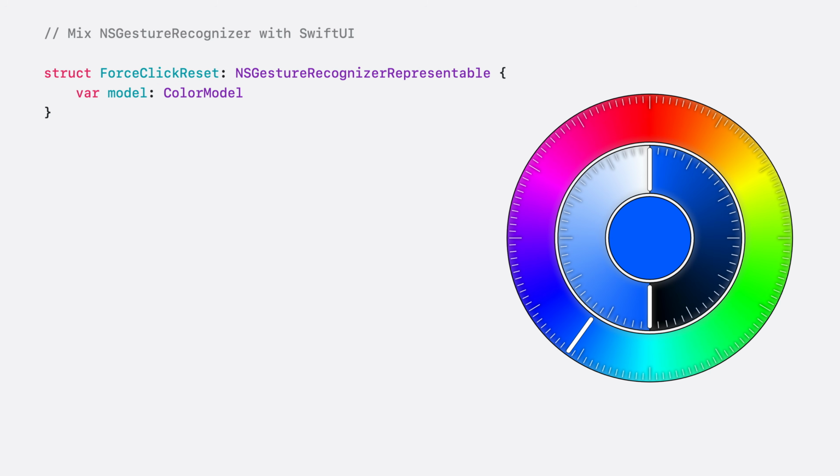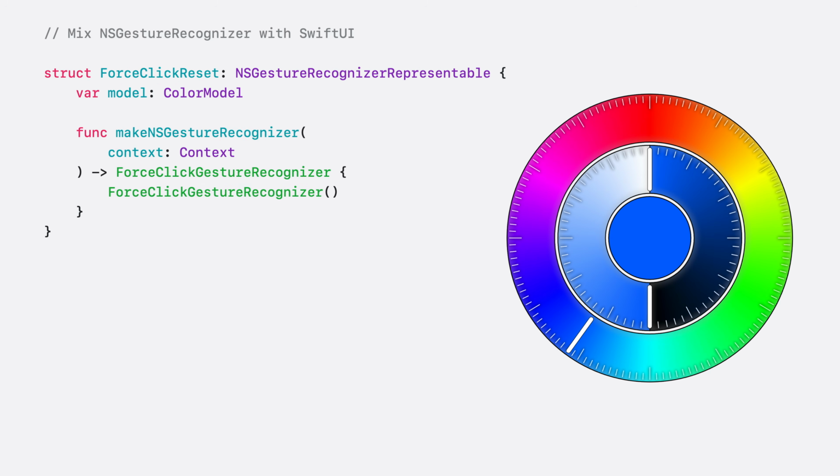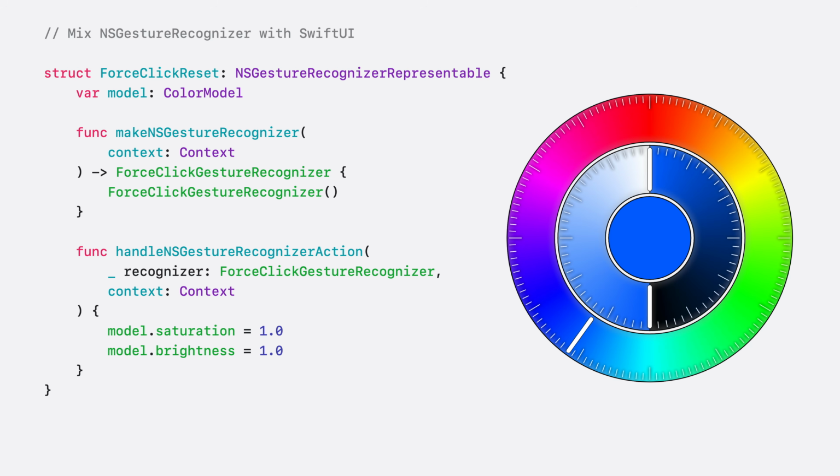I start by creating a new struct that conforms to the NSGestureRecognizerRepresentable protocol. In makeNSGestureRecognizer, I initialize and return my NSGestureRecognizer subclass. ForceClickGestureRecognizer is a type that I use in other parts of my app. It recognizes when pressure stage 2 is reached, which indicates that enough pressure has been applied to trigger a force click. handleNSGestureRecognizerAction is called when the gesture is recognized. This is the right place to reset the saturation and brightness to 100%.